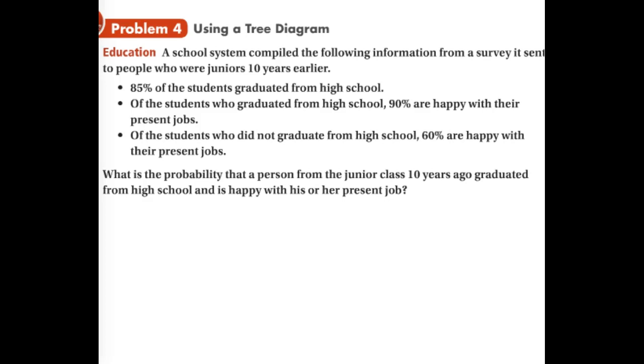So the first question here says, a school system compiled the following information from a survey it sent to people who were juniors 10 years earlier. 85% of the students have graduated from high school. Of the students who graduated from high school, 90% are happy with their present jobs. Of the students who did not graduate from high school, 60% are happy with their present jobs. So remember yesterday I said sometimes we're not given all of the information to completely fill out a table. Instead of giving us specific numbers of how many people they talked to, they're just giving us an overall percent.